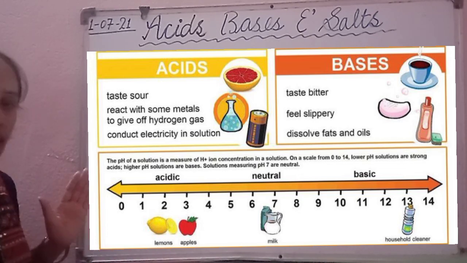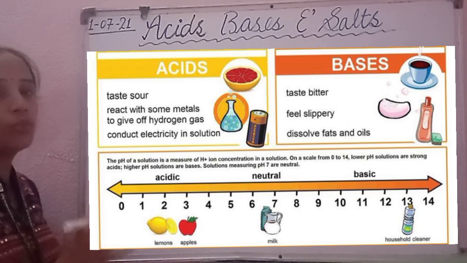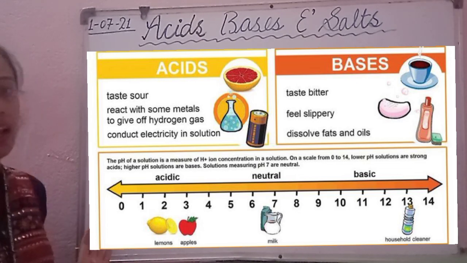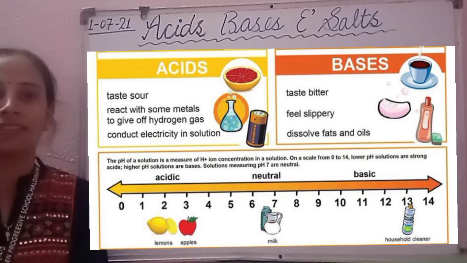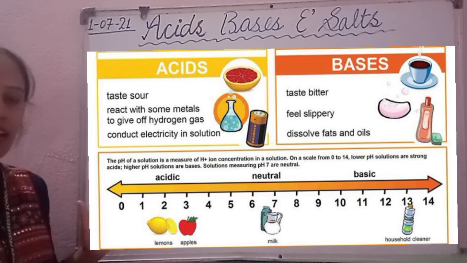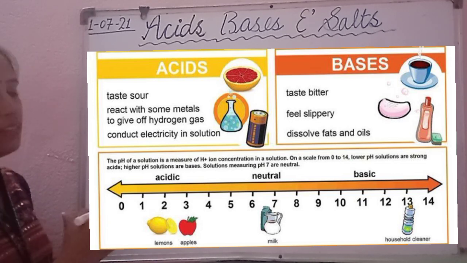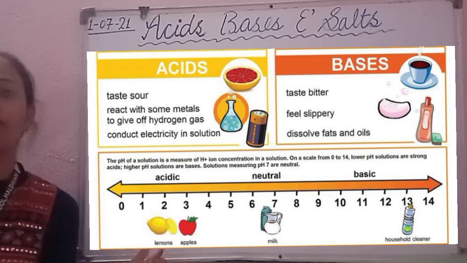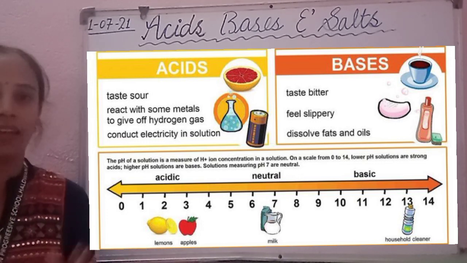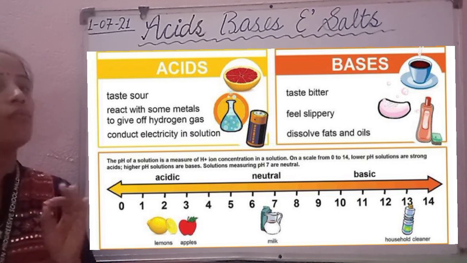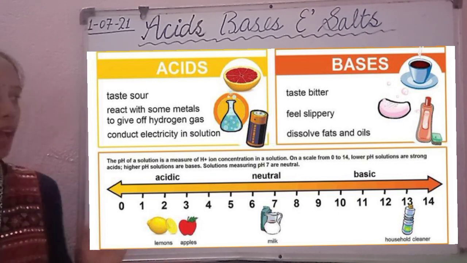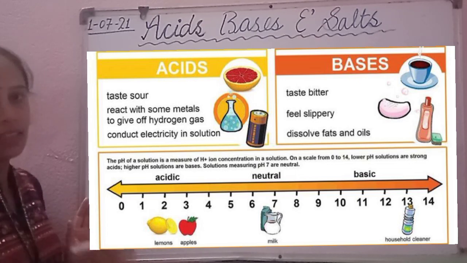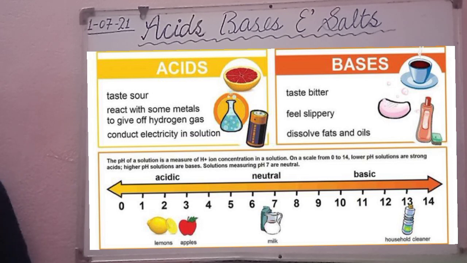Clear? From 0 to 6.9 is where acids are present. And the pH of the bases is higher. It ranges from 7.1 to 14. Clear, students? And 7 is neutral, where milk and distilled water are present. Clear? It is present in the center of the scale. You can see with the help of this figure.